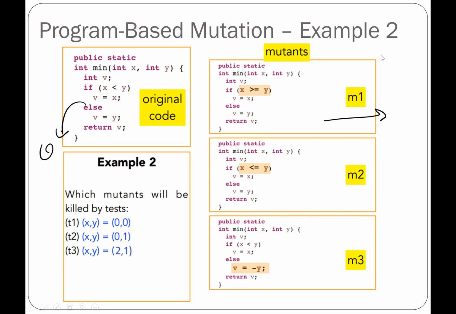Can you run the code for me here? No, give me a number. So I put a 0 and a 0 over here. What's the return? Is x bigger? Yeah, it's still a 0. So if it's still a 0, then I didn't actually kill mutant 1 by this test case. Okay, what about M2?